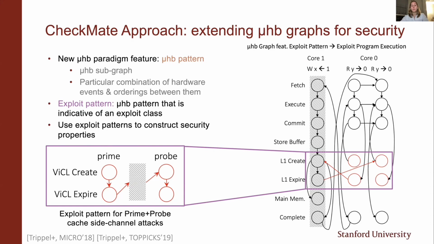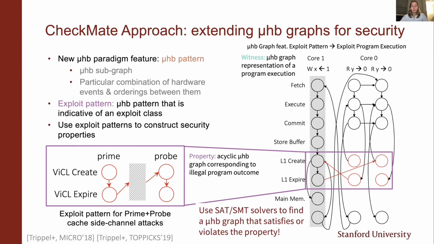In order to support security modeling and verification with the MuHB graph formalism, we developed the CheckMate approach, which augments the MuHB modeling paradigm with a new feature. Specifically, we propose MuHB patterns as MuHB subgraphs, which correspond to a particular combination of hardware events and any relevant orderings between them. When a MuHB pattern is indicative of some class of exploits, we call it an exploit pattern. The CheckMate approach is based on the idea that if we can formalize classes of security exploits as MuHB exploit patterns, and if we can formalize hardware-specific program executions as directed graphs, then a MuHB graph that features an exploit pattern represents an exploit program execution and a witness to an exploit pattern security property.